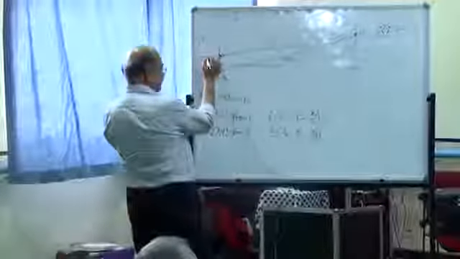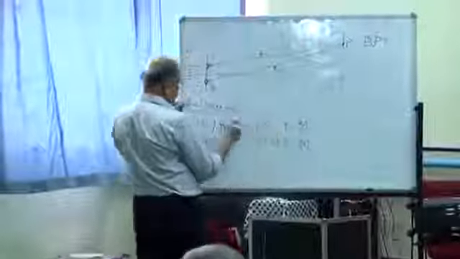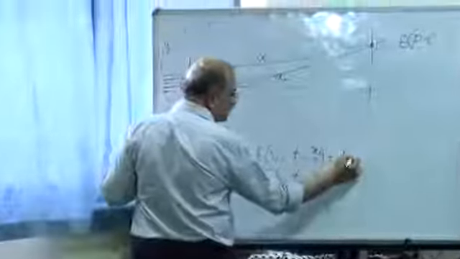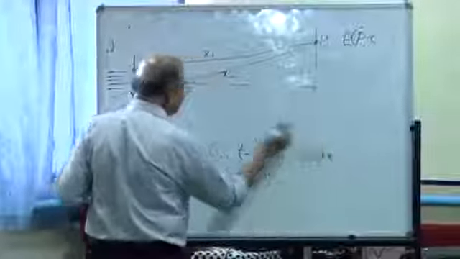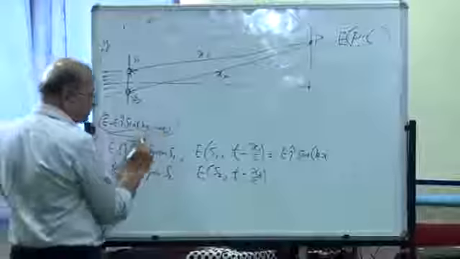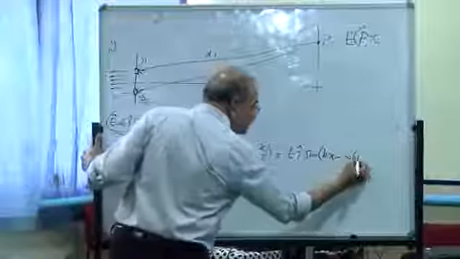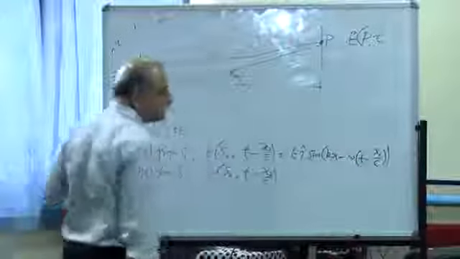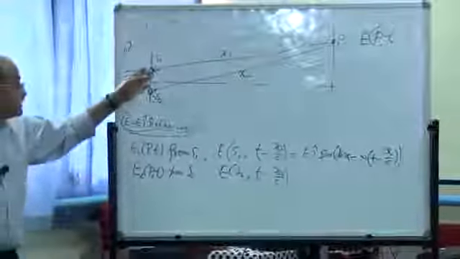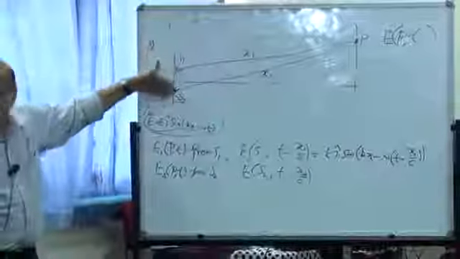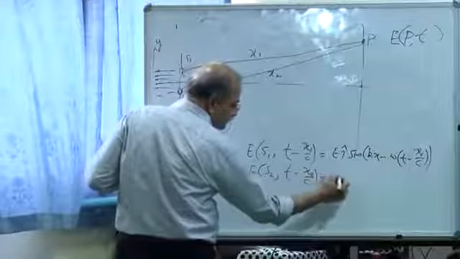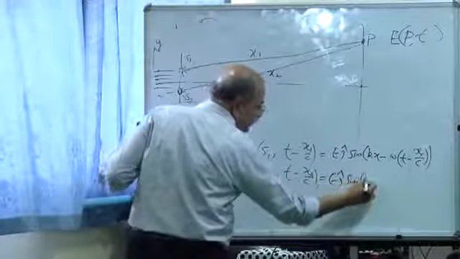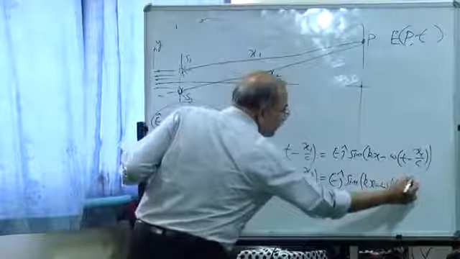So if I write this, remember here our equation is this. So this is equal to E j cap sine of kx minus omega times t minus x1 by c. This x1 is for these things, and x here is the same. And similarly, the second one is E j cap sine of kx minus omega times t minus x2 by c.